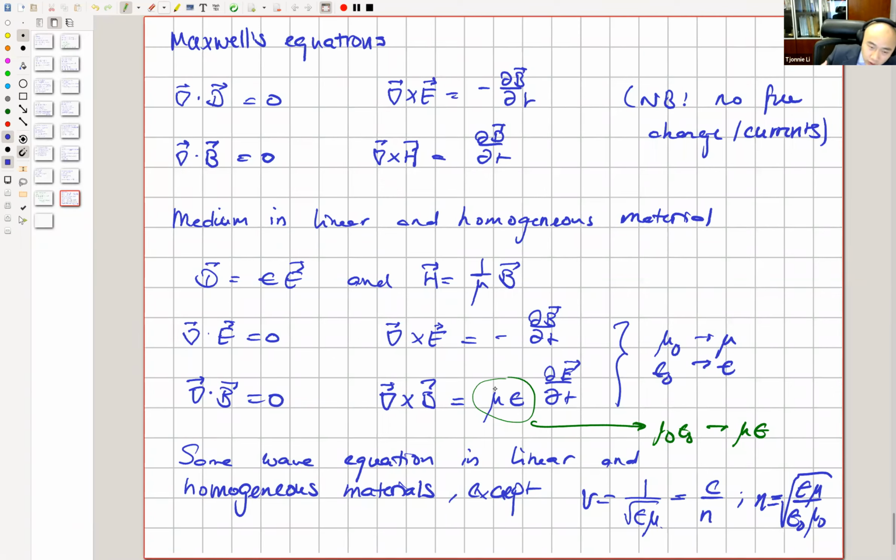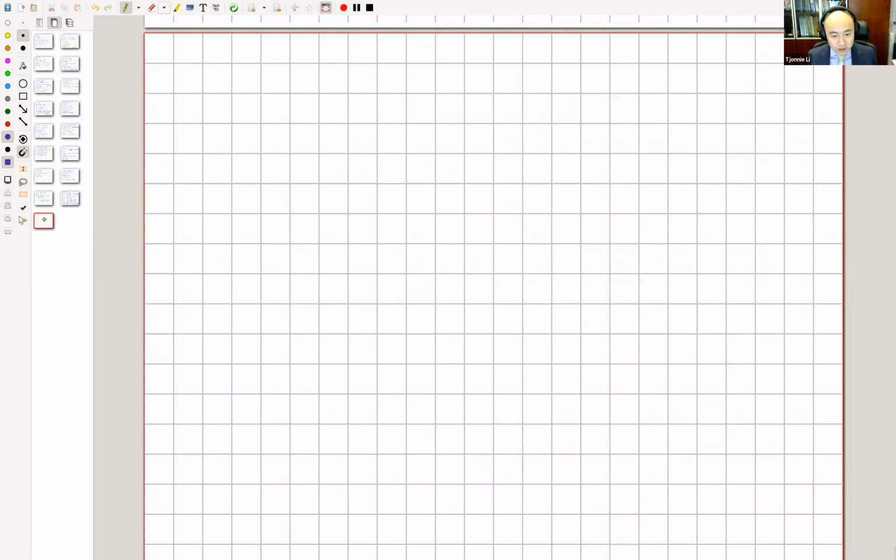But when we are going across media, then something happens, right? The wave velocity changes, but we have the tools to take this into account, which is actually given by the boundary conditions.